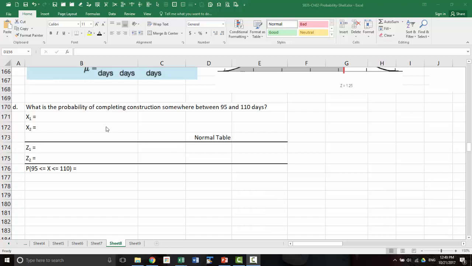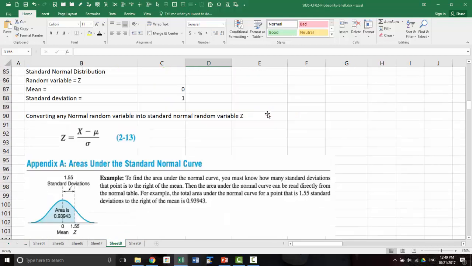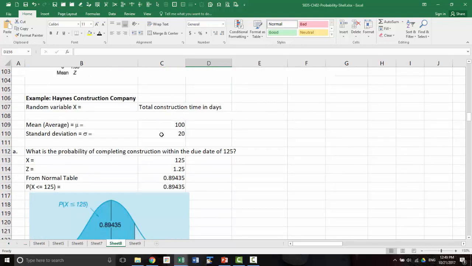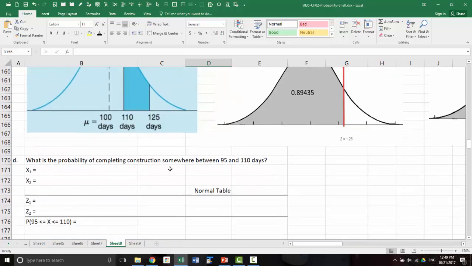Okay, now let's look at one more example. What is the probability of completing the construction somewhere between 95 and 110 days? Remember the mean is 100, and the standard deviation is 20. Same problem, we are continuing with that. So 95 and 110 are the two values, and we want the probability between those two values.